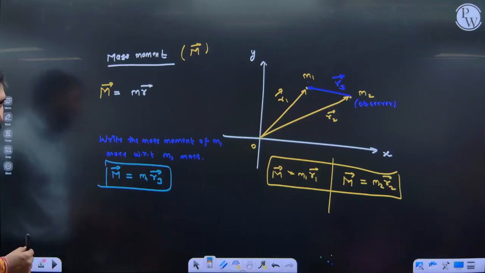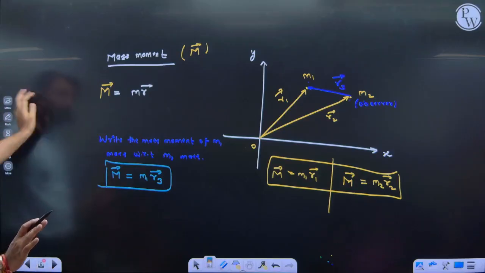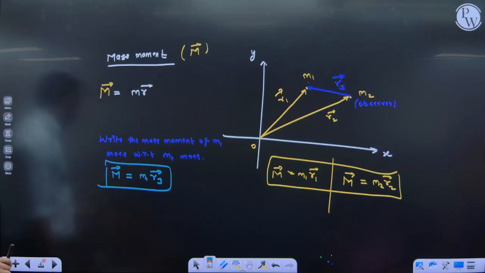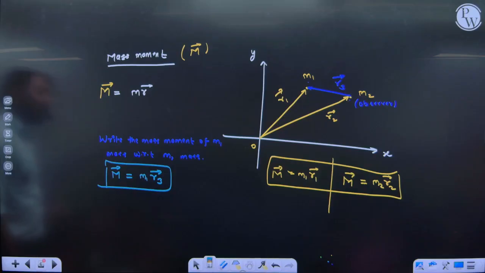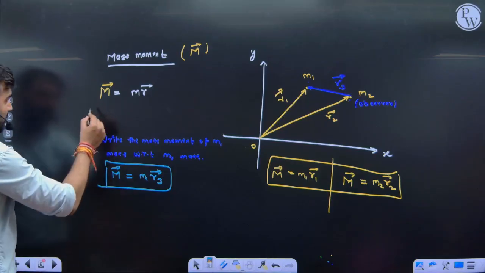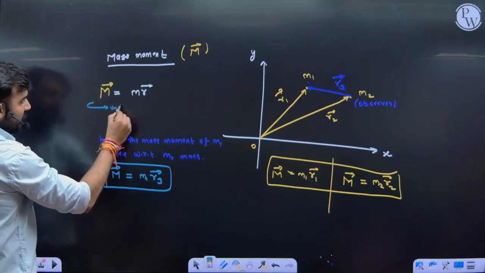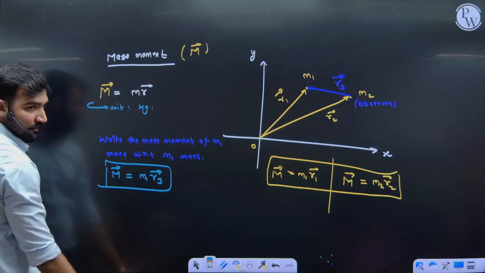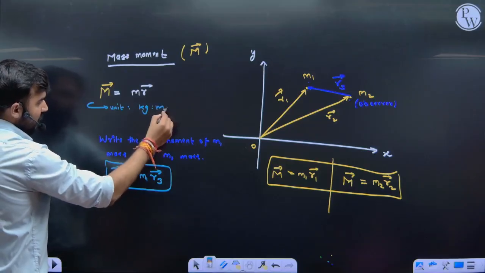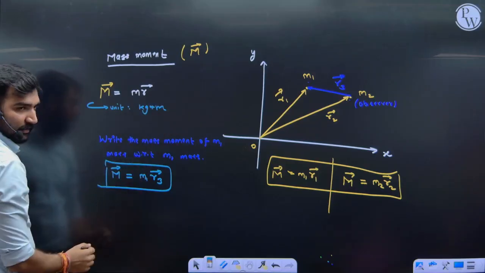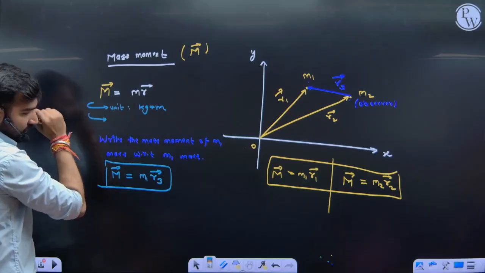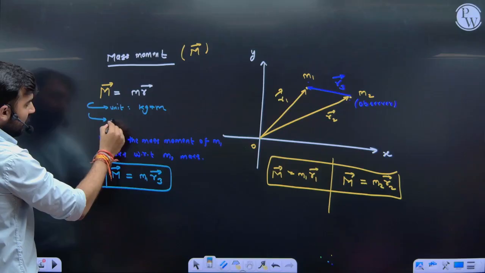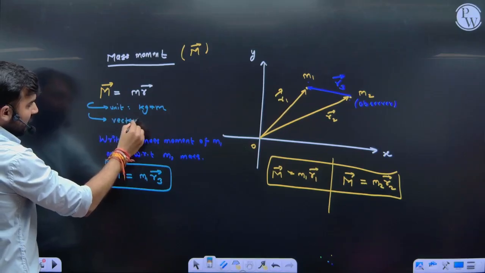You understood how to write mass moment? So simple. Just remember: mass into position. Now write down its unit. Mass in kg, position in meter, so the unit is kg meter. Next, is it scalar or vector? It is a vector quantity.